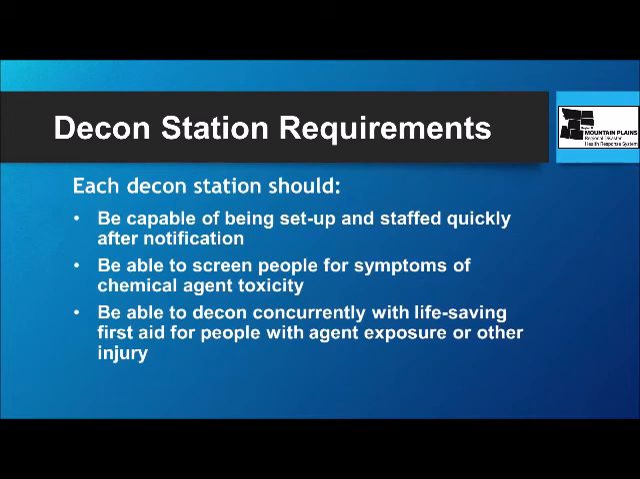Each decon station should be able to be set up quickly, staffed quickly, be able to screen people for signs of toxicity, and be able to decon while doing life-saving first aid as necessary. And in order to accomplish this, it requires practice. It requires exercise. So this is not something that should be done only once when the incident happens, but responding agencies, hospitals, etc., should exercise their decontamination station processes.